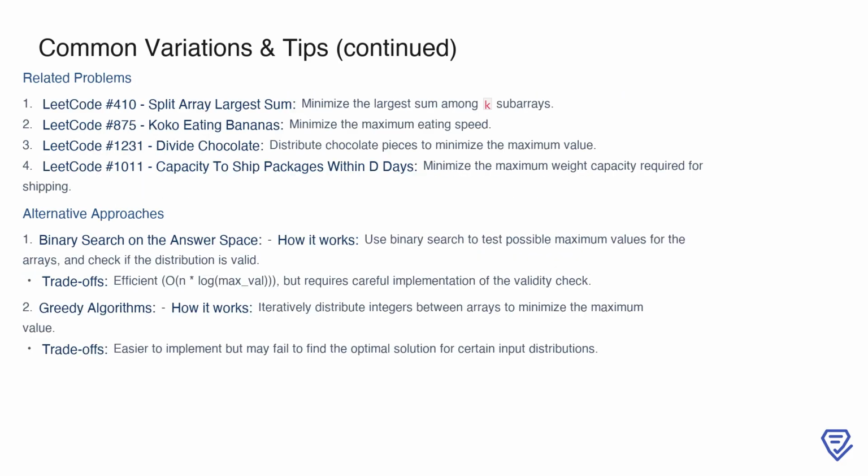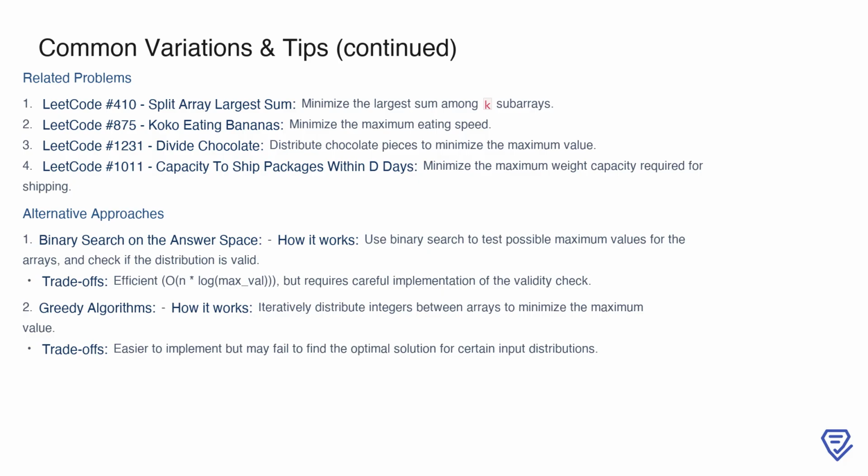This problem is closely related to several others that involve minimizing or balancing maximum values under constraints. For example, LeetCode number 410, Split Array Largest Sum, asks you to minimize the largest sum among k subarrays. Similarly, LeetCode number 875, Koko Eating Bananas, requires you to minimize the maximum eating speed. Other related problems include LeetCode number 1231, Divide Chocolate, and LeetCode number 1011, Capacity to Ship Packages Within D Days, which both involve distributing resources to minimize a maximum value. Exploring these problems can help you build a strong foundation for tackling similar optimization challenges.